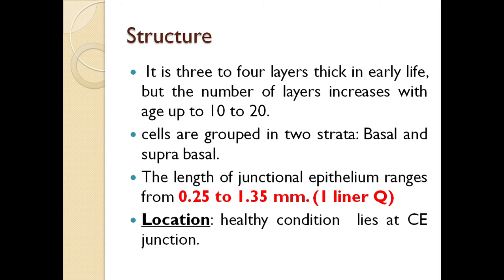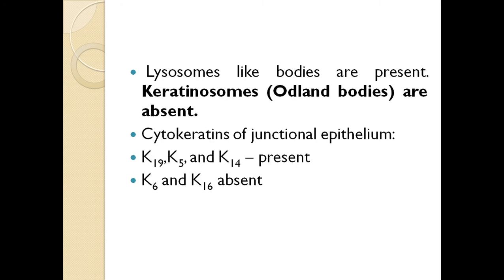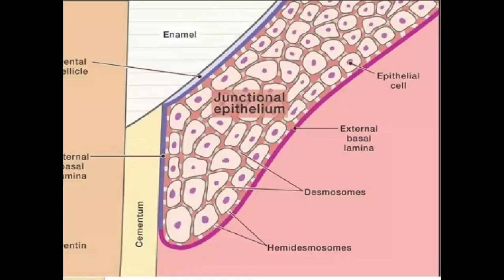Location: in healthy condition, it lies at the cemento-enamel junction. Lysosome-like bodies are also present. Keratinosome or Odland body is absent in junctional epithelium, and the Odland body or keratinosome is associated with the process of keratinization. Cytokeratins of junctional epithelium K19, K5 and K14 are present, K6 and K16 absent.